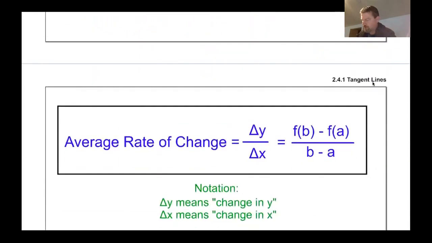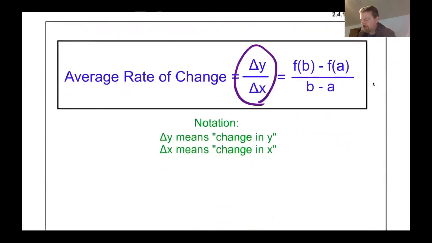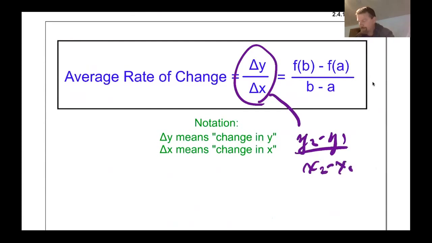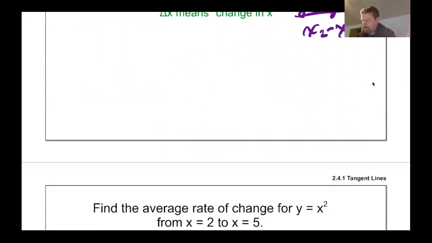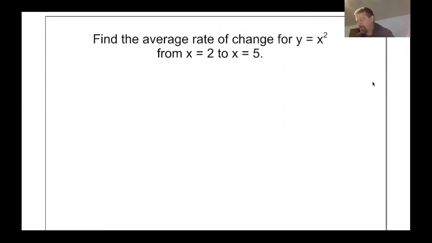You might occasionally see it written like this. That just means change in y over change in x. That's the exact same thing as when I wrote y2 minus y1 over x2 minus x1. Same thing. So you should know average rate of change. All right, there is a quick example of finding average rate of change from x equals 2 to x equals 5. If you want to see this, I'll work through it quick. Otherwise, you can skip ahead to when we get to some new stuff.